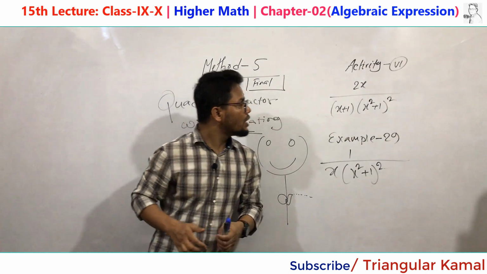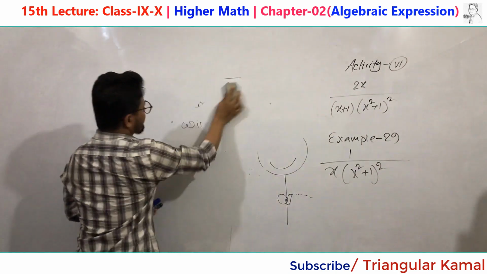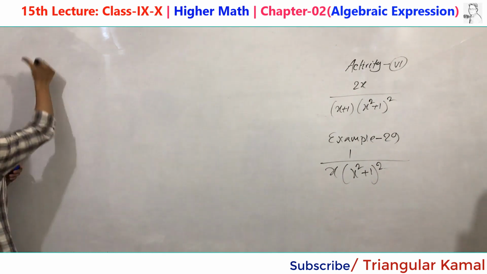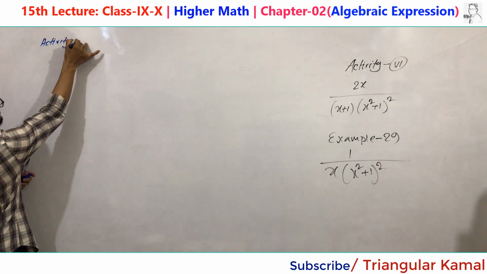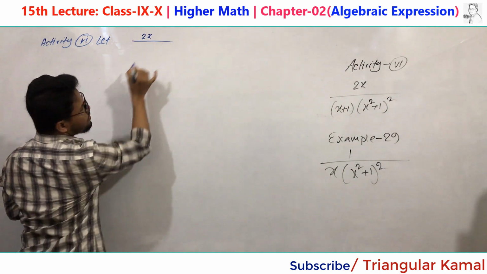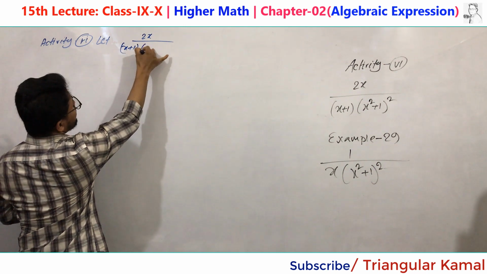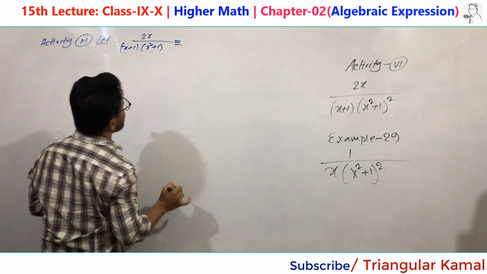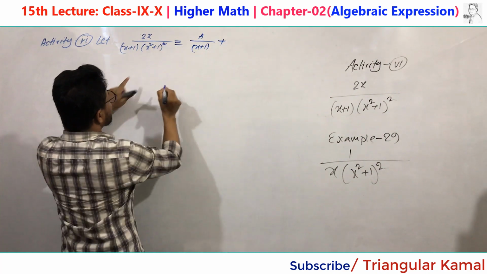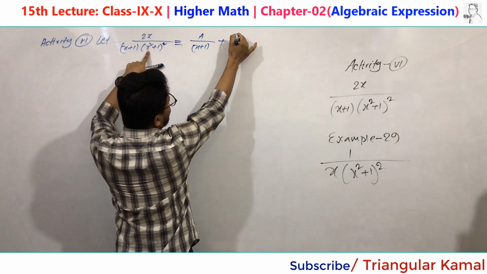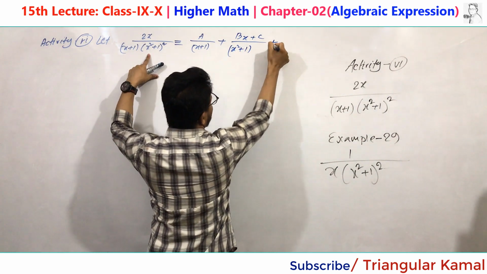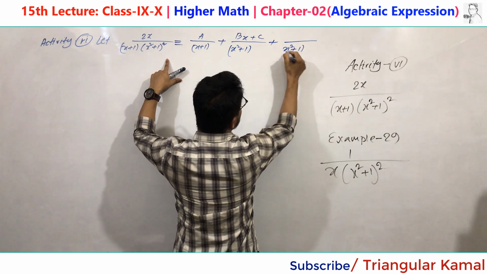Okay, first give attention to activity number 6. You can write here, let the first one be 2x divided by x plus 1, and this one is x square plus 1 whole square. So you have to write here first a divided by x plus 1, plus, for the quadratic form, bx plus c divided by x square plus 1, then again you have to write x square plus 1 whole square.